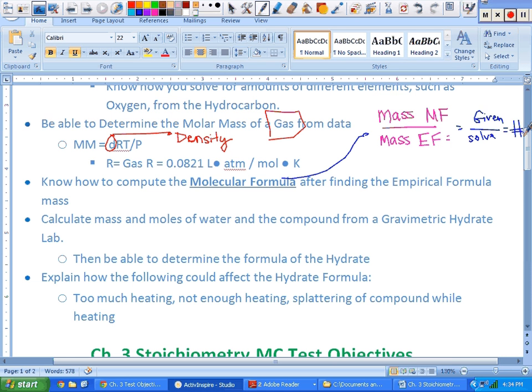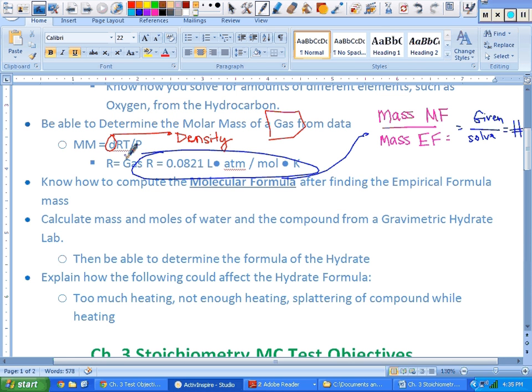Yes, sir. Okay, so L·atm over mol·K. We've already talked about this, but what does that go with? How do you know when to write L·atm over mol·K? That is the unit for R. What is the unit for mass? Grams. What is the unit for volume? Liters. What is the unit for temperature? No, temperature is Kelvin. The unit for pressure: atm. The unit for R: L·atm over mol·K. All right, got it. Okay.